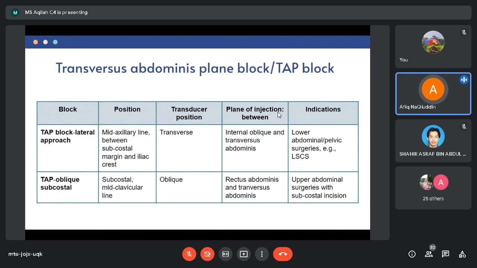The other approach is the oblique subcostal approach. This is at the subcostal or mid-clavicular line. The transducer is put in the oblique position. In this approach, we aim between the rectus abdominis and the transversus abdominis muscle. This block involves the upper part of the body, so it is indicated in upper abdominal surgery with subcostal incision.